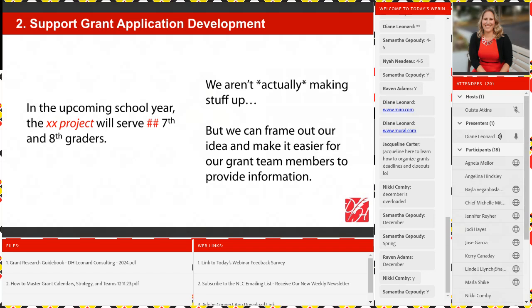And I don't know what we're going to name the project, and I don't know exactly how many kids we're going to serve, but I feel like as the grant writer, I could structure the sentence to say, we want to tell a reviewer in the upcoming school year, this project, which we haven't named yet, is going to serve some unknown number of students, and they're 7th and 8th graders. Well, now, what does the colleague see? Oh, actually, it's not 7th and 8th graders, dear grant writer. Thanks so much. It's actually going to be 5th, 6th, and 7th.